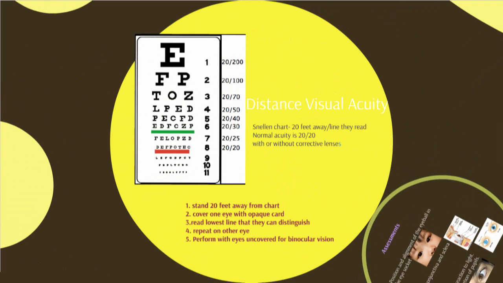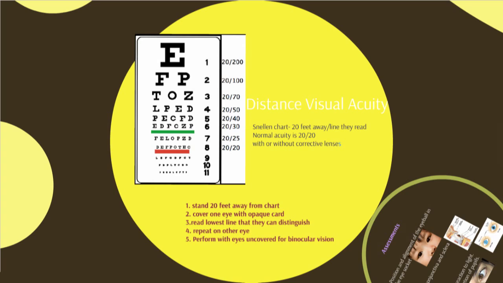Okay, so distance visual acuity. This is one of the most common things that we do. I'm sure you've had it done. So this is the Snellen chart that you're looking at. And this is going to measure the distance visual acuity. So we're going to have them stand about 20 feet from the chart.